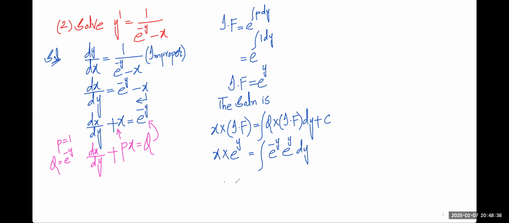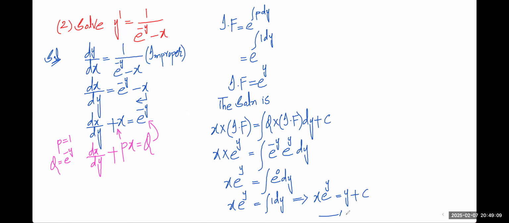So x into e power y is equal to the integral where the bases are equal, so the powers should be added: minus y plus y cancel, e power 0 dy. But we already know that e power 0 value is 1. This is 1 dy. So finally the last step will be x e power y is equal to 1 dy is y, plus c, which will be your final answer.